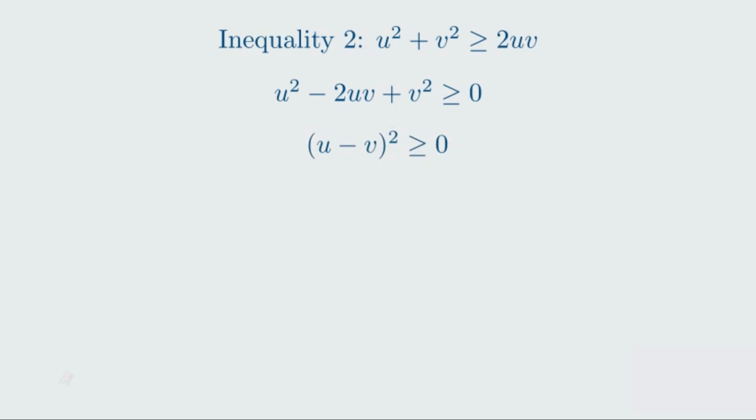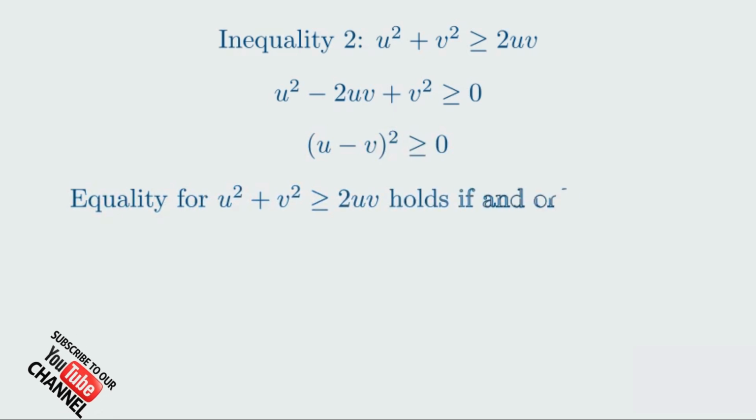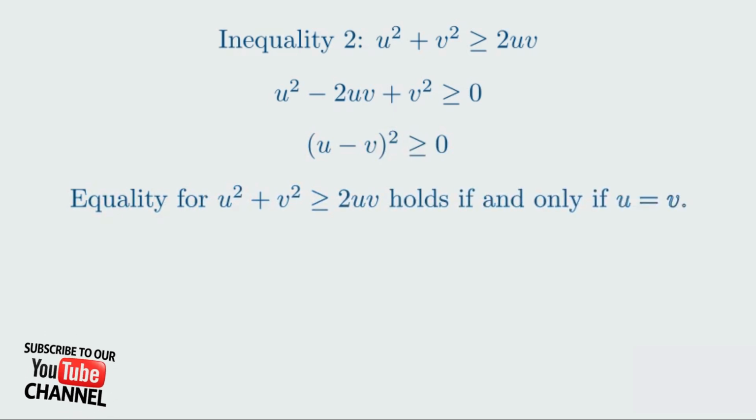For the equation u squared plus v squared equals 2uv to hold true, the expression (u minus v) squared must be 0. This only happens when u equals v. So, we have also shown that equality in u squared plus v squared greater than or equal to 2uv holds if and only if u equals v. Now we have two established inequalities, and we know the conditions for equality in each.